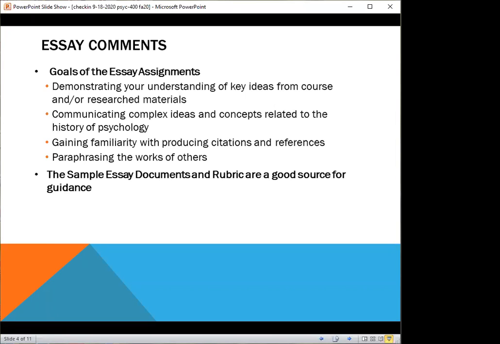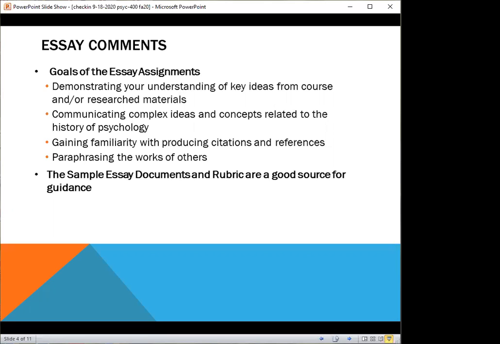So oftentimes I suggest paraphrasing the material and the work of others, so that you don't have to have a direct quote and deal with all the issues surrounding that. You just learn to paraphrase that work and provide the proper citation. Also, I want to remind you, there are sample essay documents on your Canvas site that you can look at for a quick review of what you should be presenting in your essay assignments.